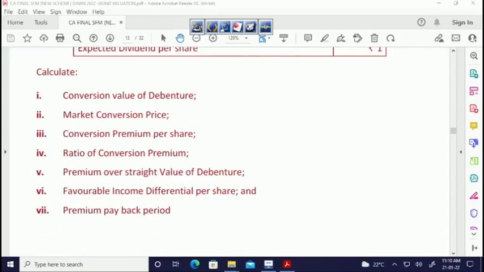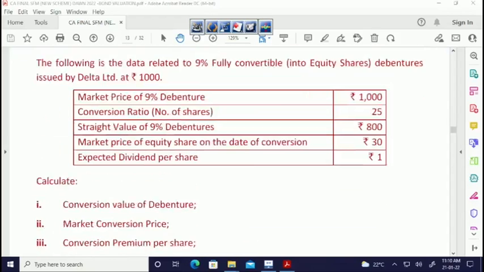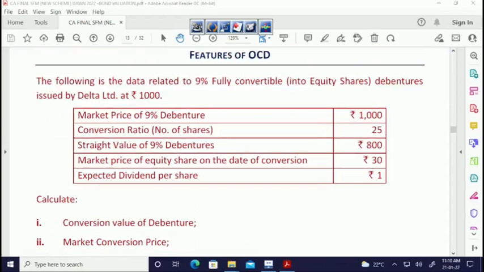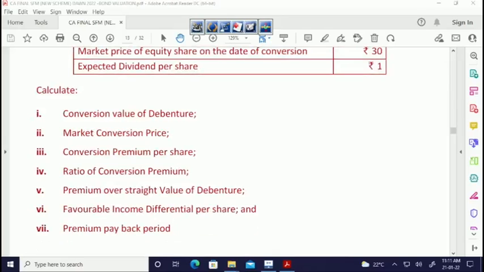Favorable income differential per share. So what is the income from the bond? 9% of 1000, that is 90. And 90 per share is what? 90 by 25 is 3.6. So 3.6 is what we are getting from the bond, but 1 rupee is what we'll get from the share. So 3.6 minus 1, 2.6, is the favorable income differential per share.